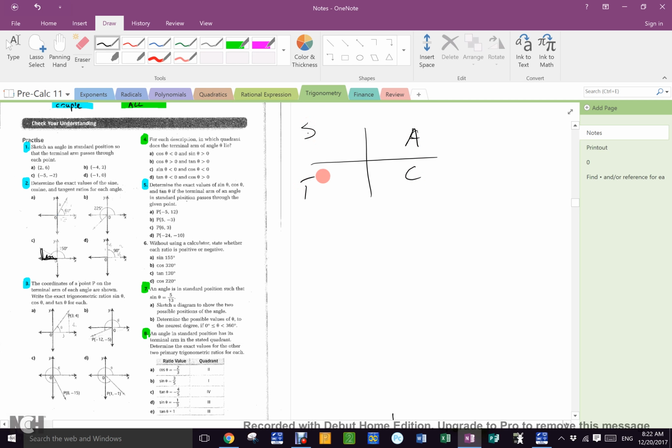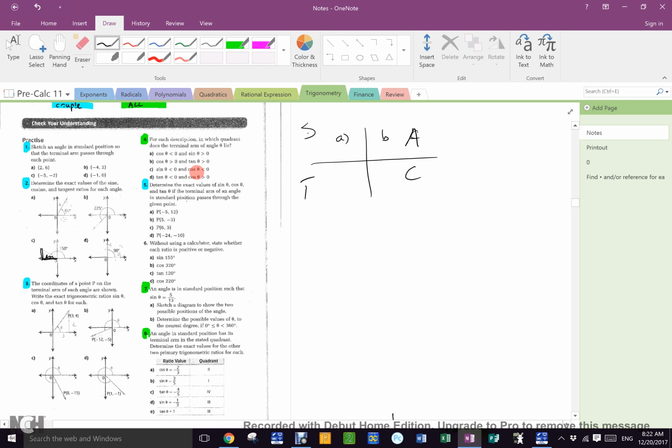CAST. Where is sine positive, cos negative? Second quadrant. Here is A. B: cos is positive and tan is positive. Where's that? First quadrant. B.